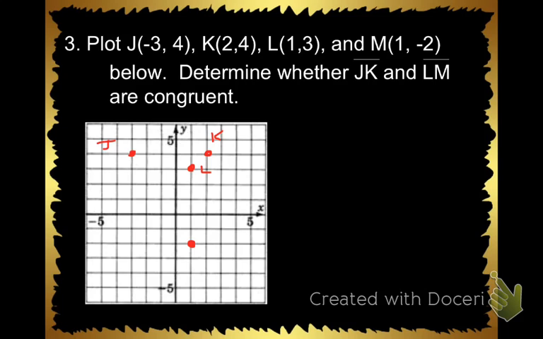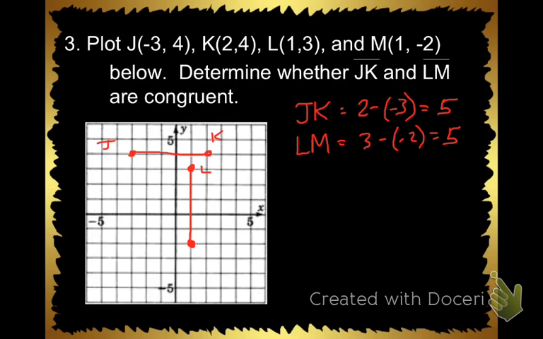And we want to look at JK and we want to look at LM. JK's distance is, you can count the grid lines on the graph. You can look at the difference in their x-coordinates, 2 minus -3. The distance there is 5. LM, you can count the grid lines again. You can look at the difference in their y-coordinates. 3 minus -2 also gets us 5. They are congruent. JK and LM are congruent.